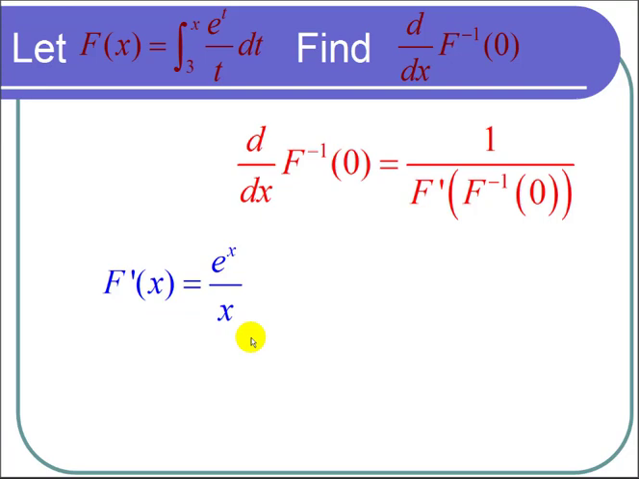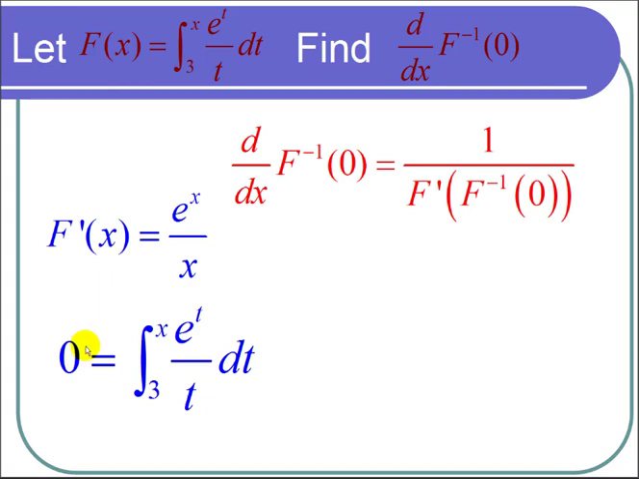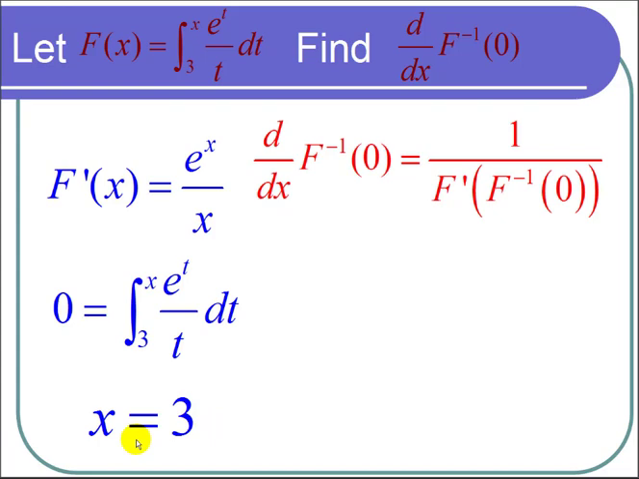Now let's find the inverse of f evaluated at 0. And to do that, we say, what number x will give you 0 when we integrate? And take a look at that. We're integrating from 3 to x of a function. Well, we know that if we integrate from 3 to 3 of a function, you always get 0 because the integral from a number to itself is always 0. So in particular, x is equal to 3.